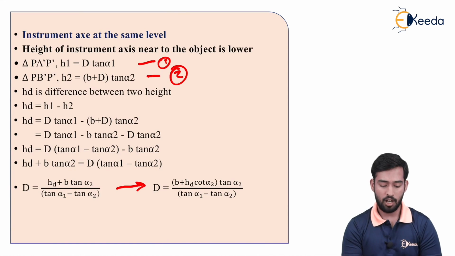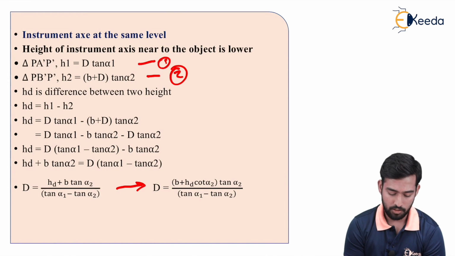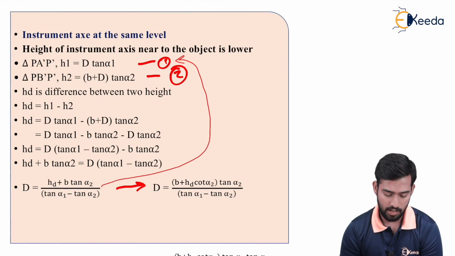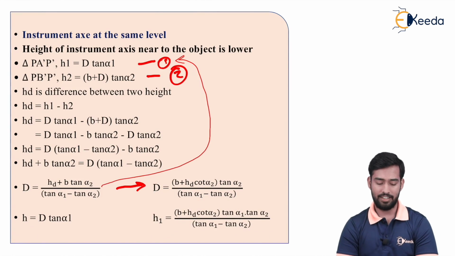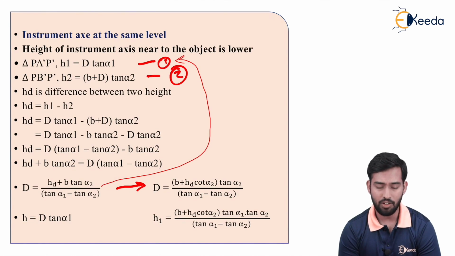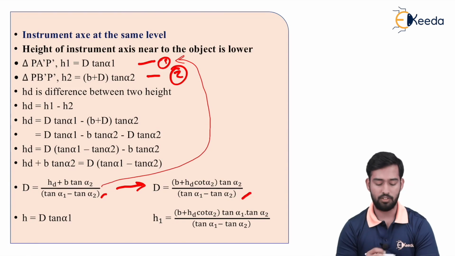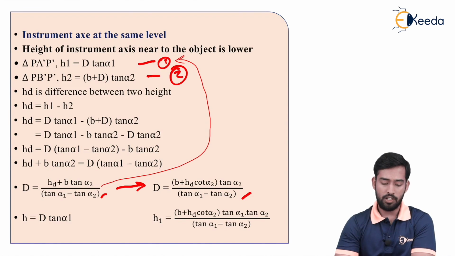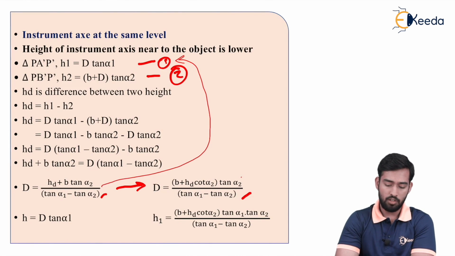Now we have to calculate h. How will you calculate h? Put the value of d in which equation? In equation number 1. So putting the value of d in equation number 1, we will get the height h1. The formula of h was d tan alpha 1. So putting the value of d, we can use either of these values, and we can calculate the height h1, the actual height of your object. And to find h2, we can simply put this value in equation number 2.